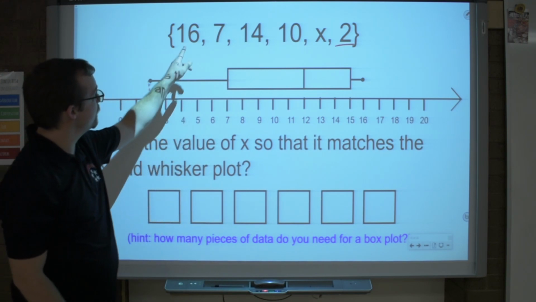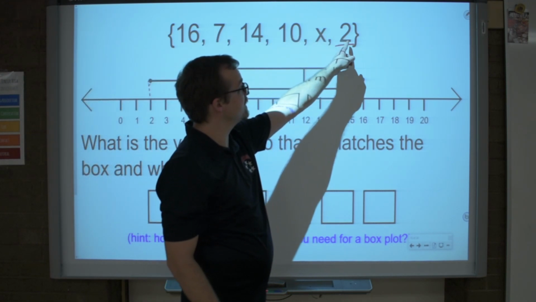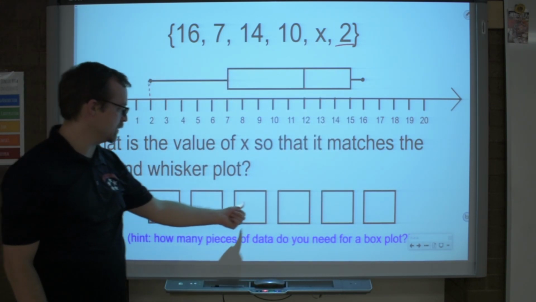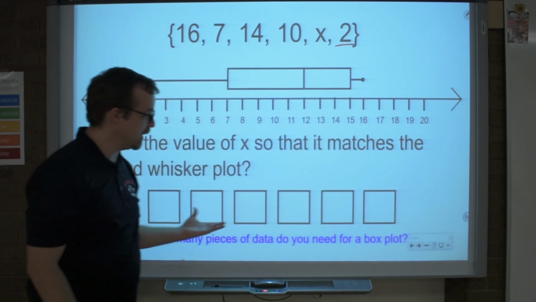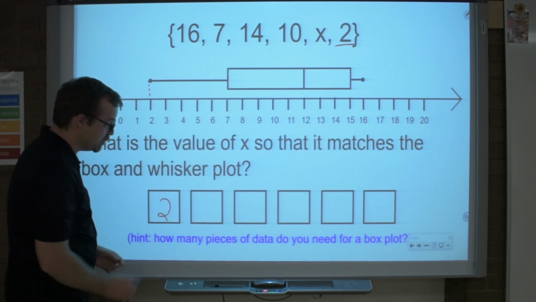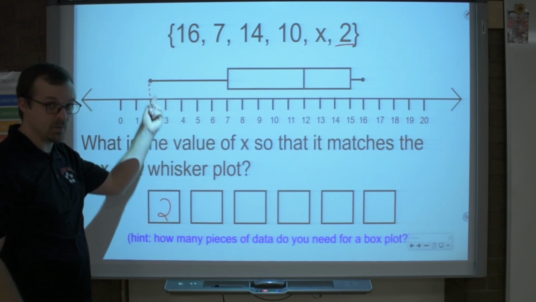In my boxes, you notice I have 1, 2, 3, 4, 5, 6 pieces of data. One of them is unknown. And so I just have 6 boxes here, all blank. And I'm going to start taking that data and putting it down here. So I know my minimum is 2. The 2 has to go here because that's my minimum according to my box plot.